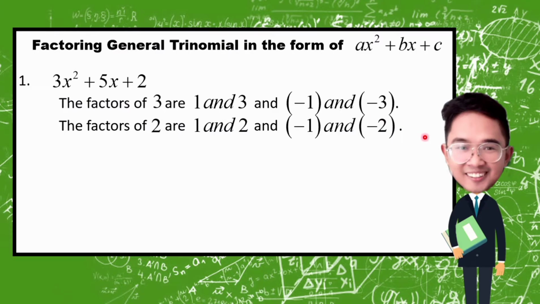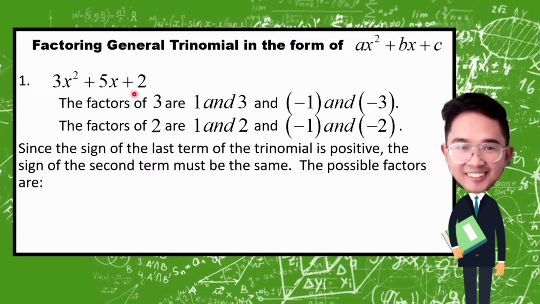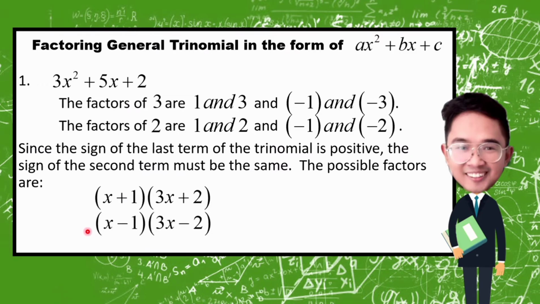After getting the factors of the first term and last term, we need to analyze the sign of the given. Since the sign of the last term of the trinomial is positive, the sign of the second term must be the same. The possible factors are the following: the quantity of x plus 1 multiplied by the quantity of 3x plus 2. Another, the quantity of x minus 1 multiplied by 3x minus 2.